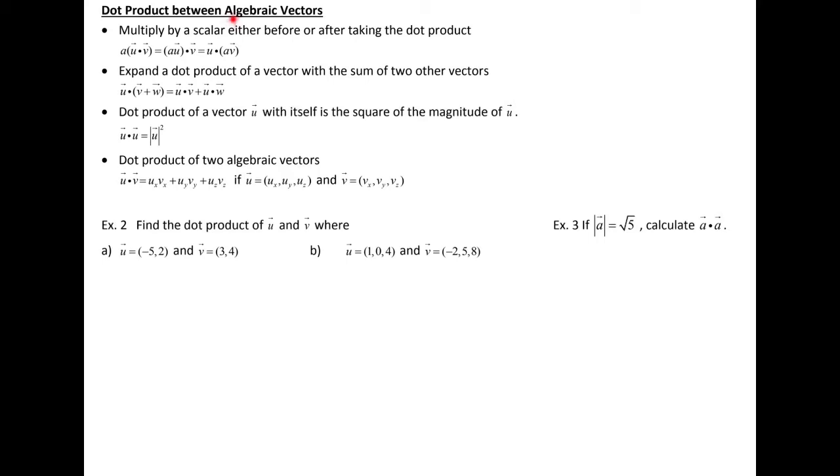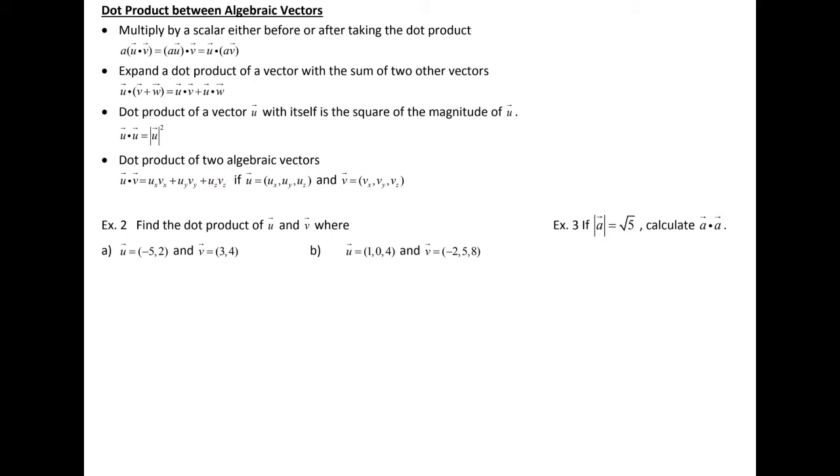Now, let's look at the algebraic vectors. Given two algebraic vectors, how do we find the dot product? The dot product can be found by the product of the x-coordinates plus the product of the y-coordinates plus the product of the z-coordinates. Now, let's look at example 2.